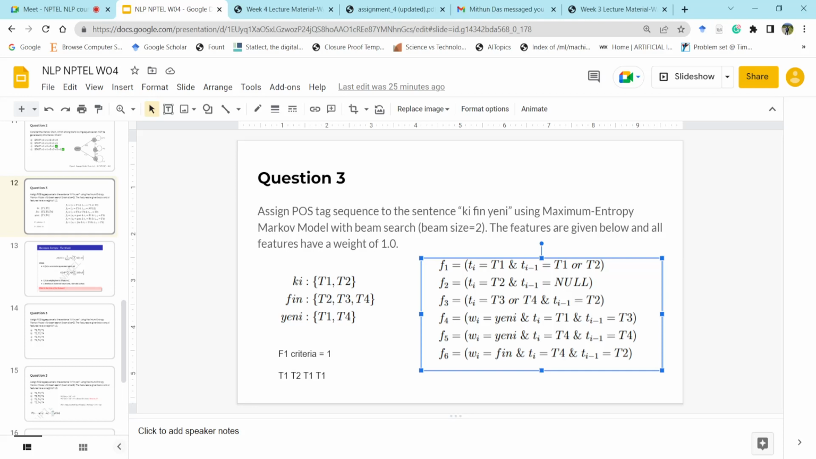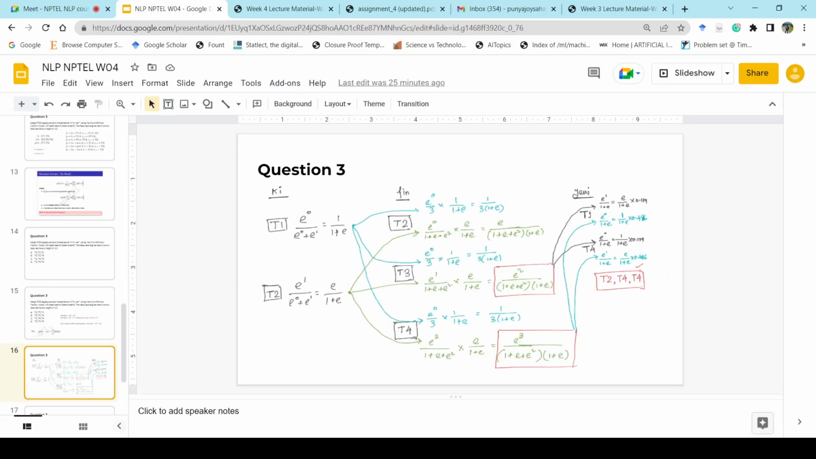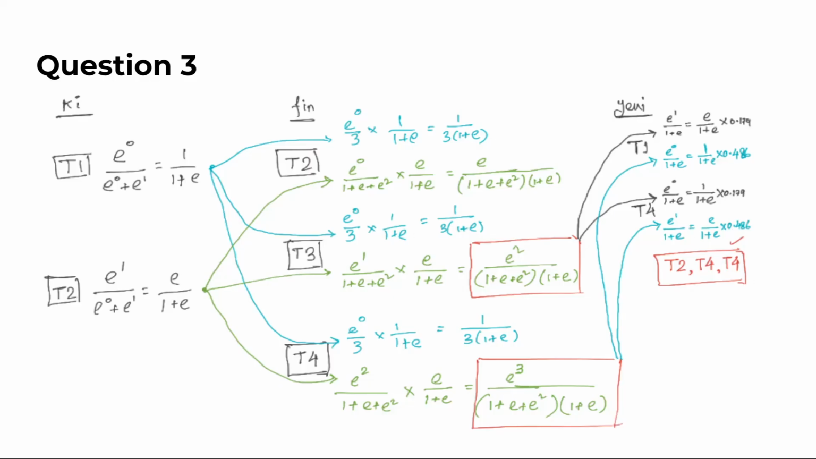Yes. So now this way you have to continue. This will be the final probability or transition table. As you see, we have e by e to the 0 by 3 into 1 by 1 plus e. Similarly for other transitions, and then you have to do the same thing here also. Finally you will get different values, and then you have to find out which one has the highest probability.